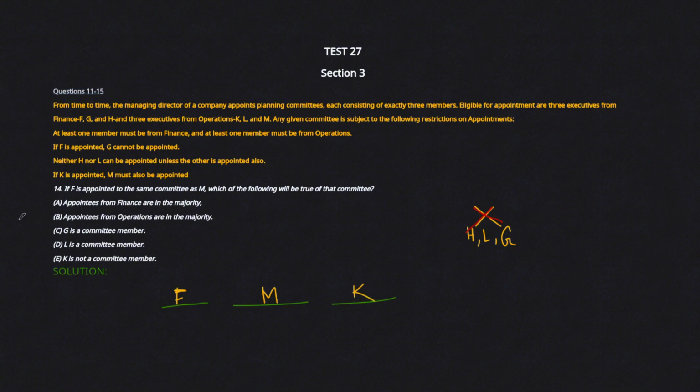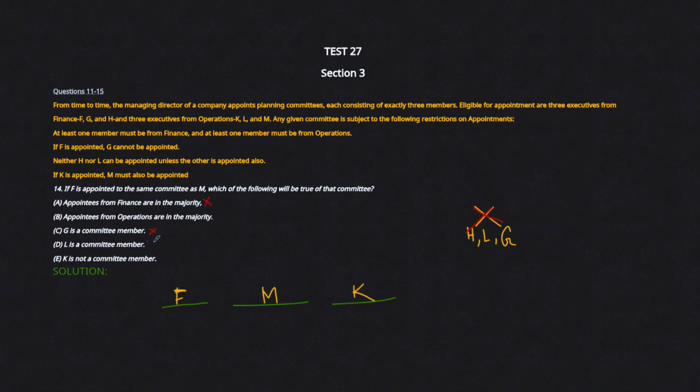Now let's go over the options. If F is appointed to the same committee, then which of the following will be true to that committee? Okay. Appointees from finance are in the majority. No, that's not true. So I'll just cut it. Appointees from operations are in the majority. Yes, that is true, but I'll still hold it for now. G is a committee member. No, G is not a committee member.